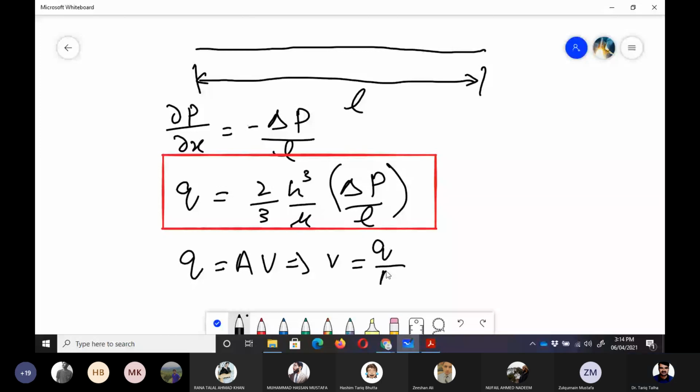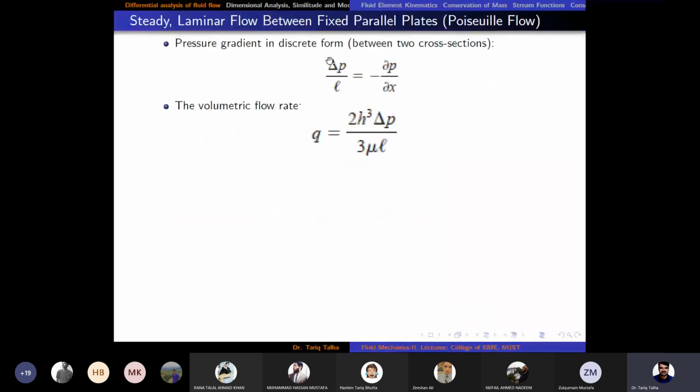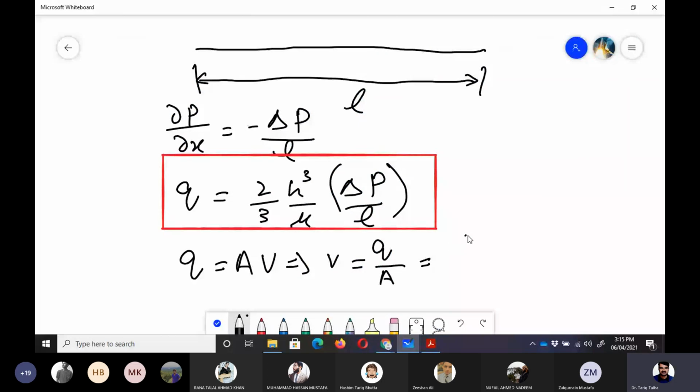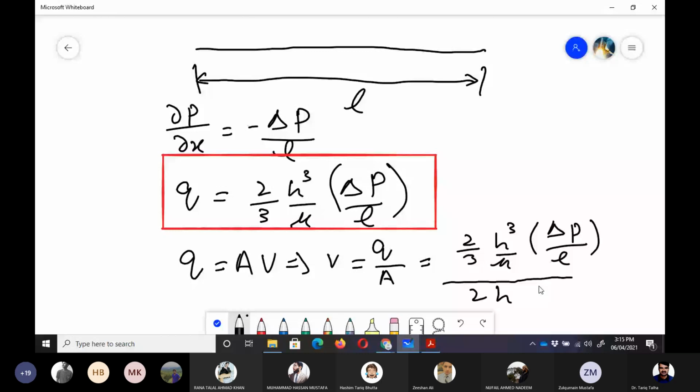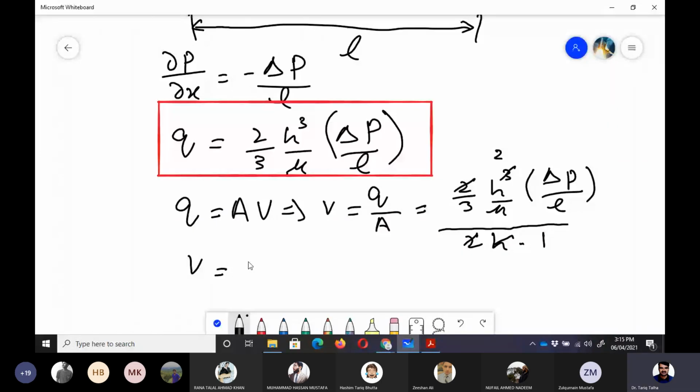Now what is the area here? The area here is this height, which is 2h into 1, which is the unit width. So we can say V is 2 by 3 h cube upon mu, delta P by L, divided by the area, 2h into 1. Here 2 would be cancelled with this 2, and h would be cancelled with h cube, leaving h squared. So V is equal to h square delta P divided by 3 mu L. So this is the relation for the mean velocity.